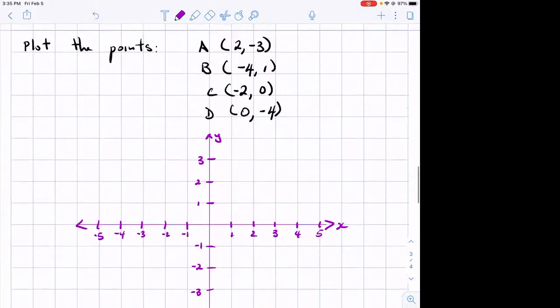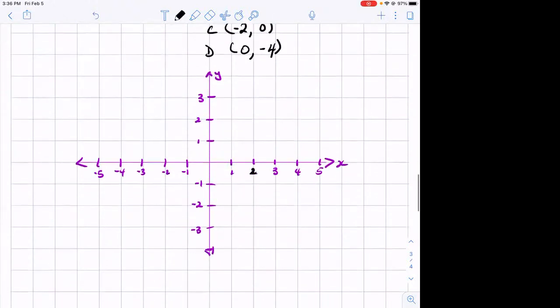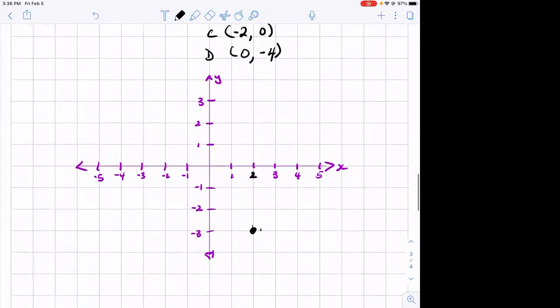Okay. So remember, the first number always represents an x, second is a y. So x is 2, okay? X is 2, which is here, and y is negative 3. So now we go down to negative 3, and this will be my point. So this is the point A, which is 2, negative 3.